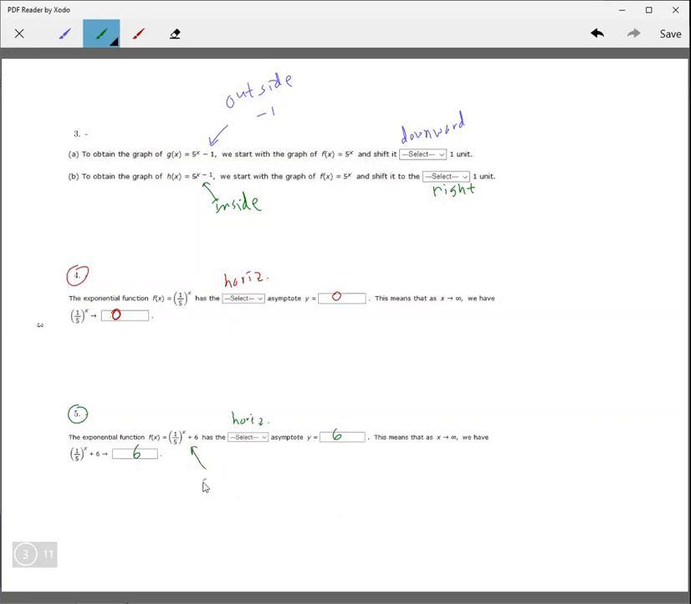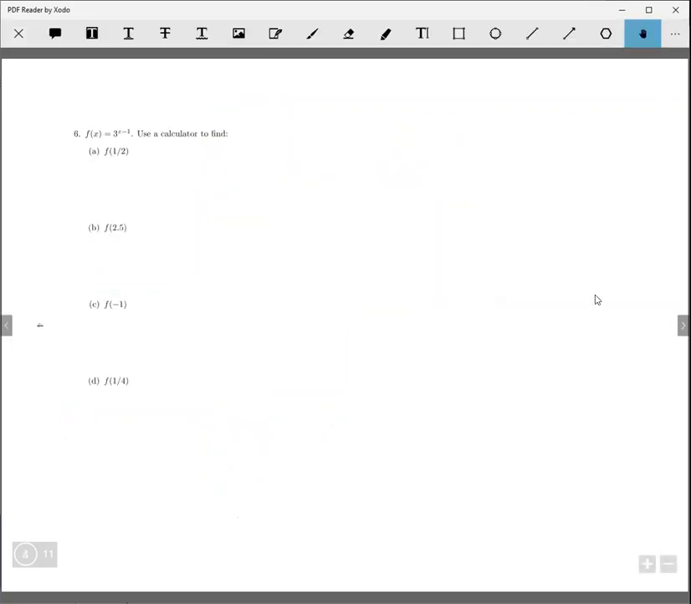So this is a shift upwards by 6. And this is outside, by the way, so the vertical is the change.